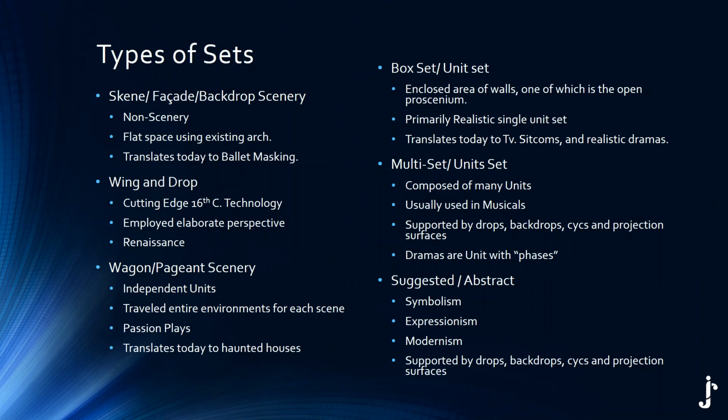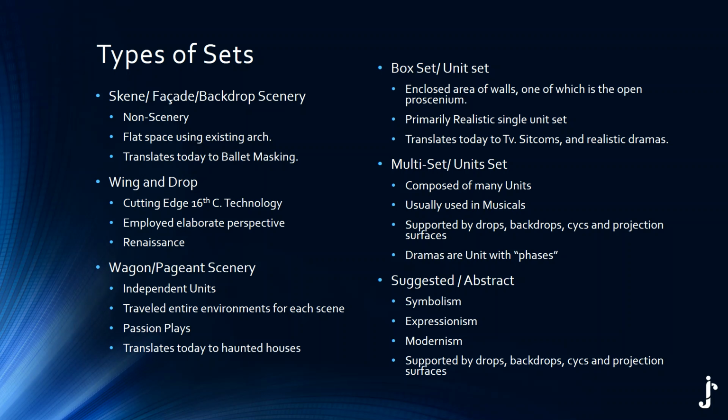The skene, facade, backdrop type of scenery, wing and drop scenery, wagon or pageant scenery, a box set, which could also be a unit set, a multi-unit set, and we'll talk about what that means, and then a suggested or an abstract set. Now, there isn't really a specific list that exists. This is a list I have created out of the history of scenery for you guys, but the terms that we use are still mostly what most people are going to know.